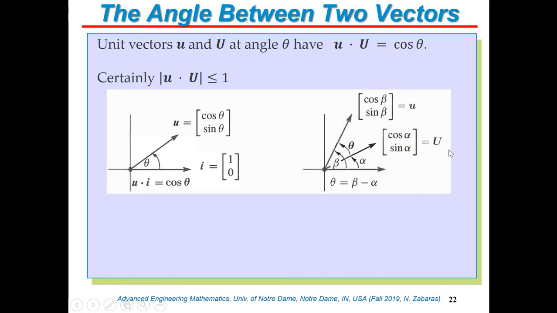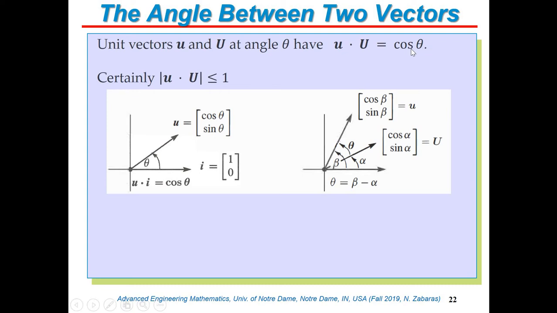Now remember what the inner product is. The inner product will be cosine of beta times cosine of alpha, plus sine of beta times sine of alpha. And you remember from trigonometry that this is nothing else but the cosine of beta minus alpha, which is the angle theta. So following our basic definition of the inner product in terms of the components of the vectors, we can show that for unit vectors, the inner product is the cosine of the angle between the two vectors.